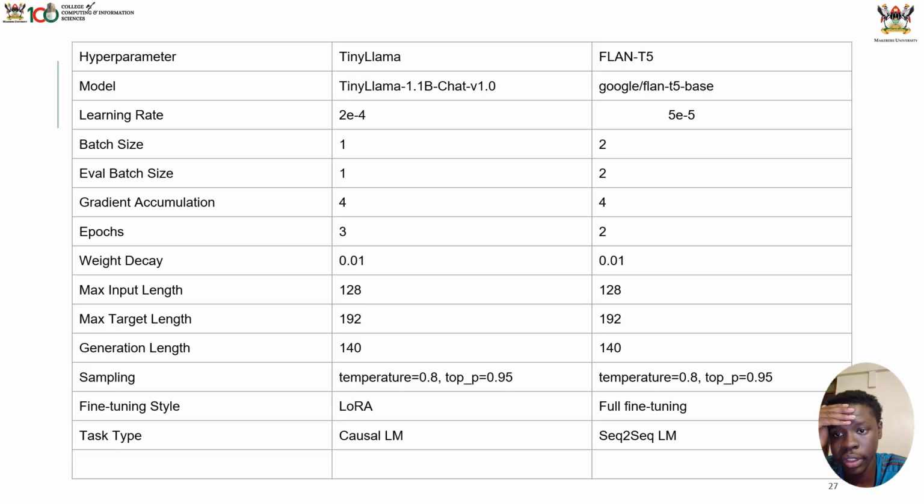Both models use the same max input length of 128, max target length of 192, and generation length of 140. They also use the same sampling strategy, temperature 0.8 and top-p 0.95, which controls how creative the generated text is. These settings were carefully chosen to balance performance and available computing resources. Thank you.